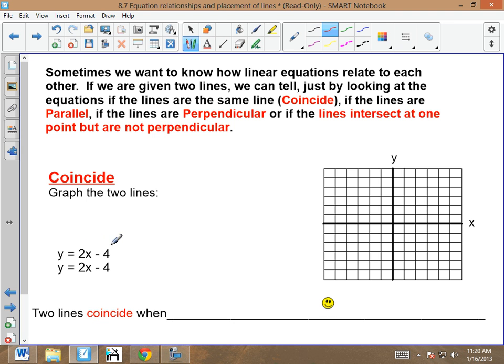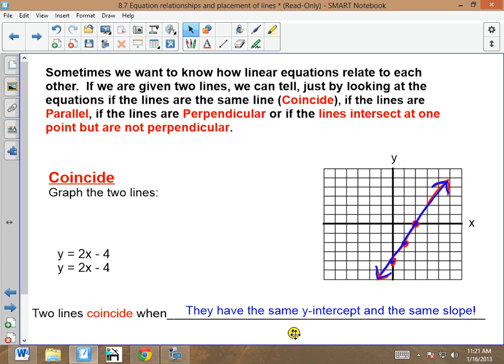So let's graph these 2 lines. Okay? 2x minus 4. So I go 1, 2, 3, 4. Up 2 over 1. Up 2 over 1. Connect the dots. There we go. Now, if I graph 2x minus 4 again, where am I going to be? Am I not going to be the same line? So what do you think coincide means? Coincide means they have the same y-intercept and the same slope. They are the same line.